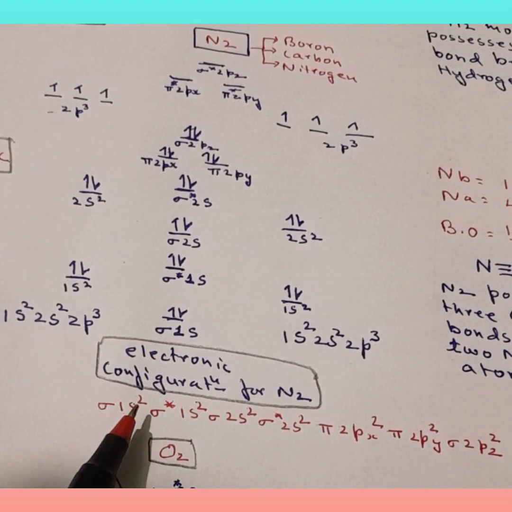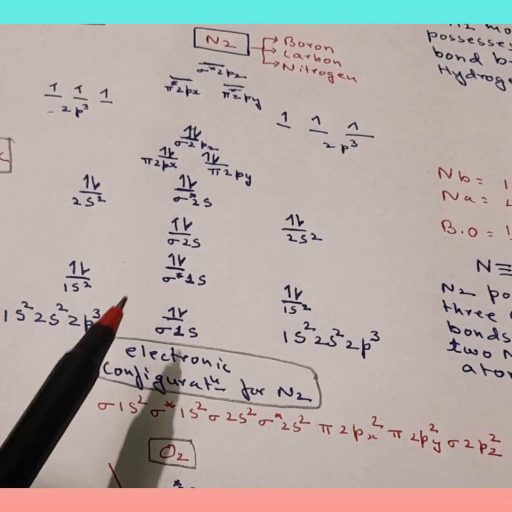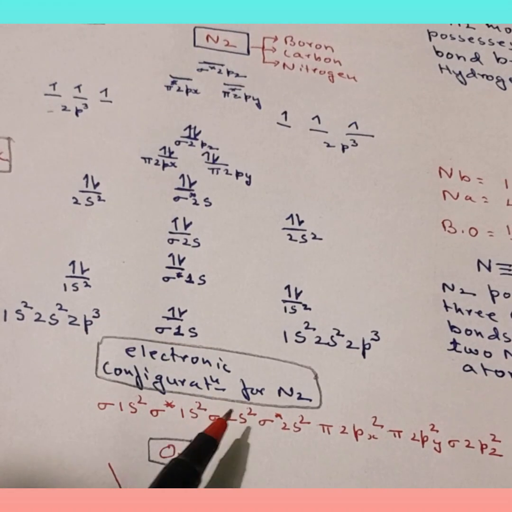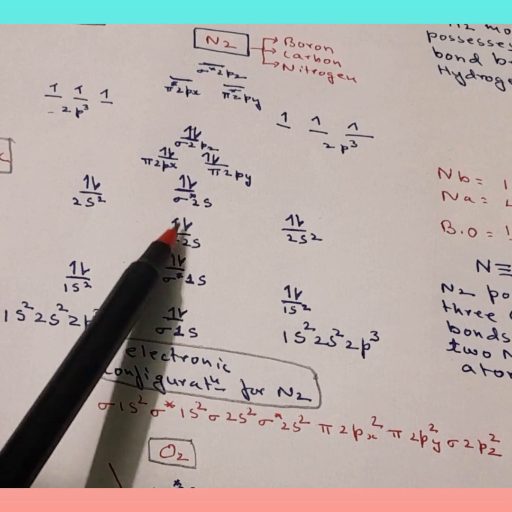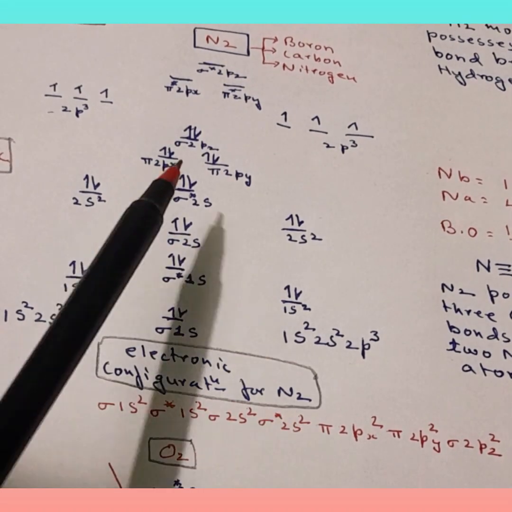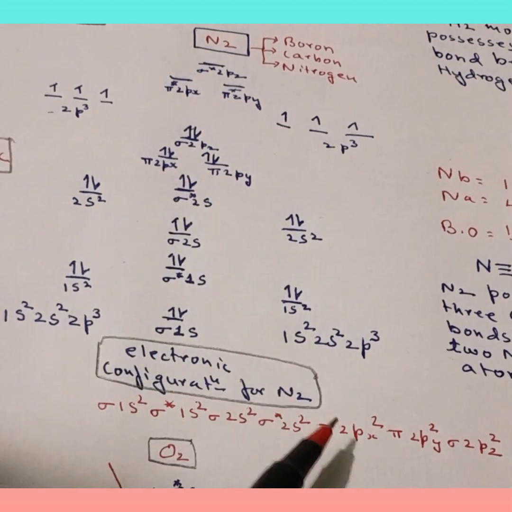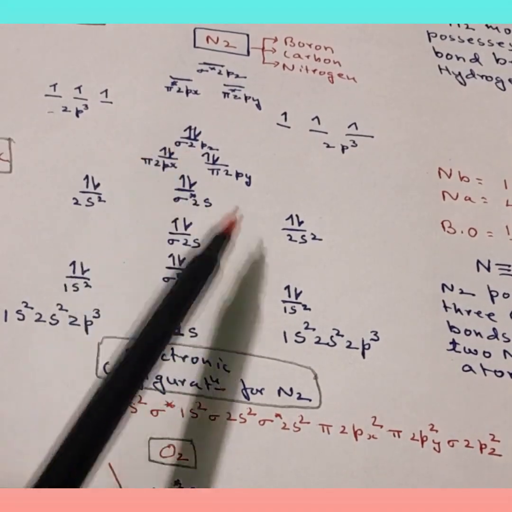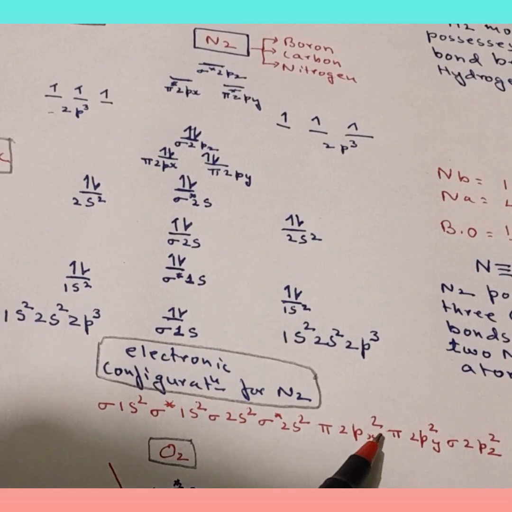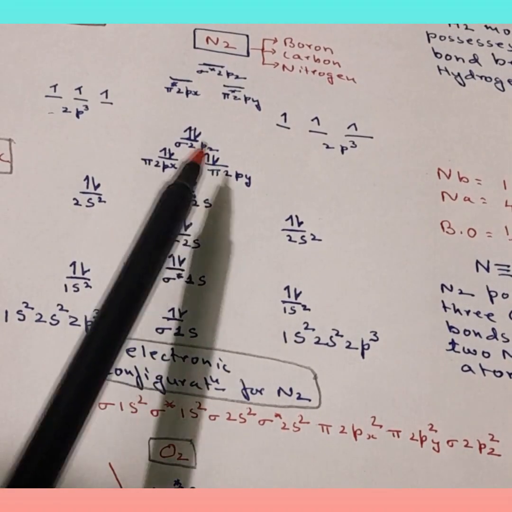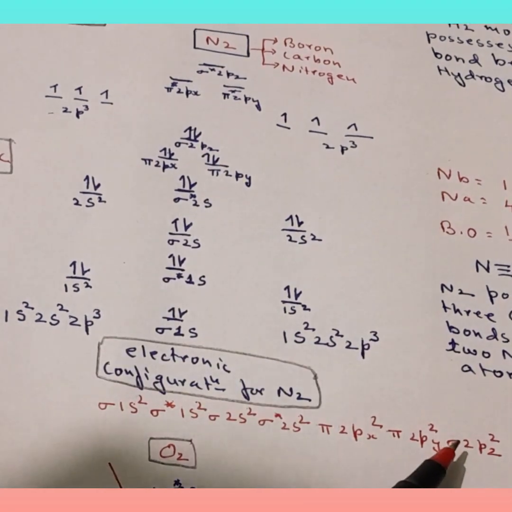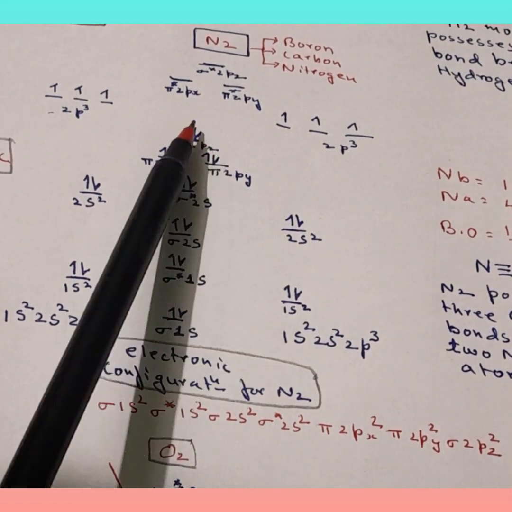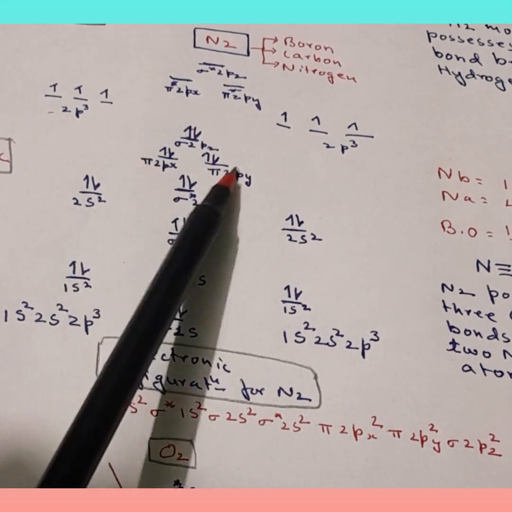So basically what's the configuration? The configuration is sigma 1s2, sigma antibonding 1s2, and then sigma 2s2, sigma antibonding 2s2, and then we go to pi 2px2, pi 2py2, and ultimately sigma 2pz2. So these are all bonding orbitals.